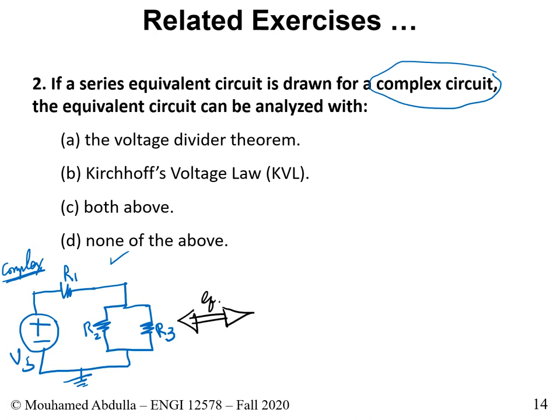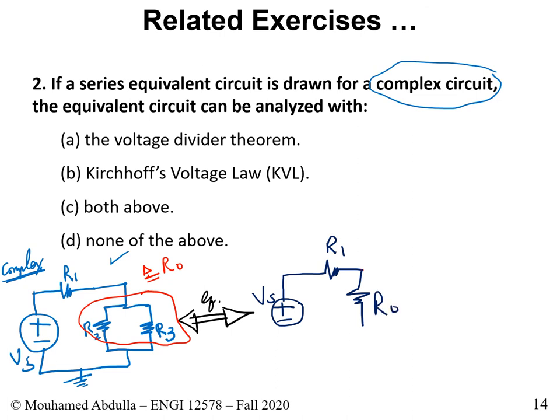So the equivalent circuit is something as follows. We still have a source. It's the same value, so it's still Vs. The source will still have some resistor R1. And instead of having these two resistors, R2 and R3, we simply change them to some resistor R0, right? So we just say, well, let's simplify life and change it to an equivalent resistance, and let's simply call it R0, okay? And you have your ground.